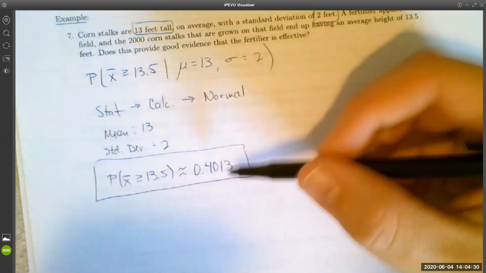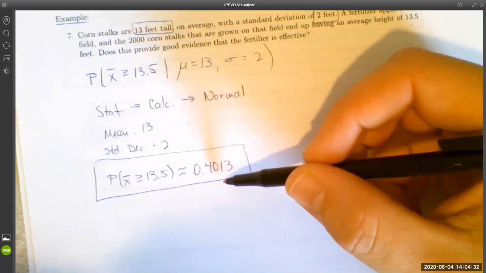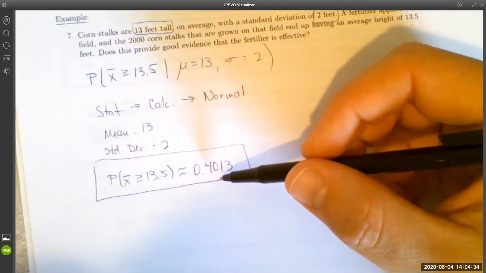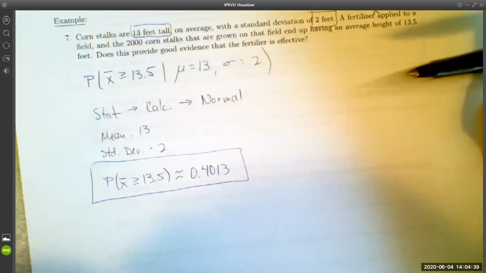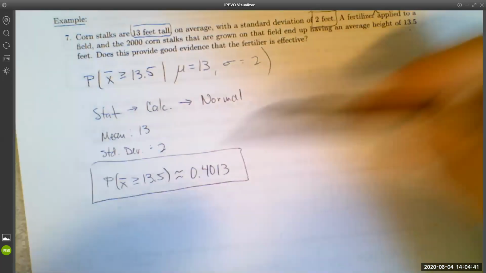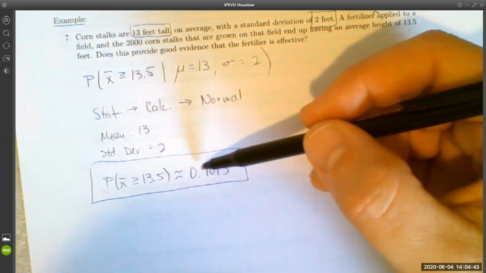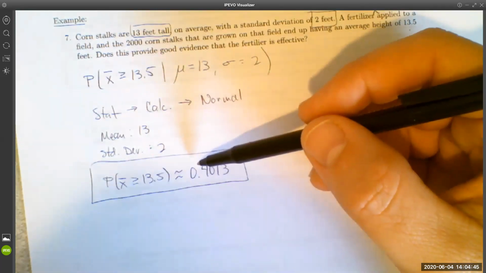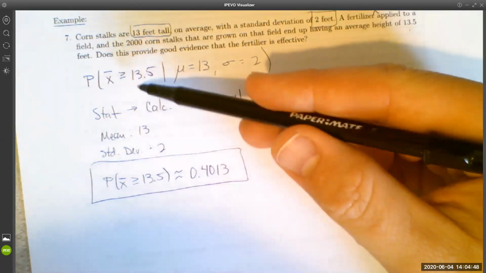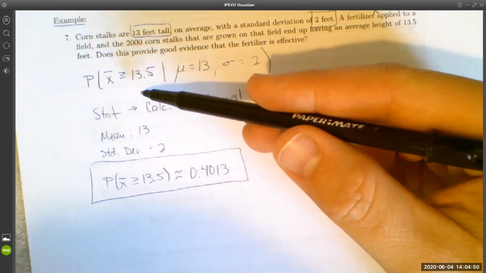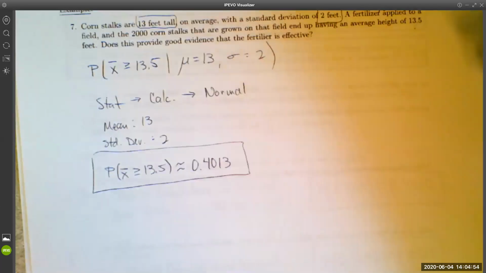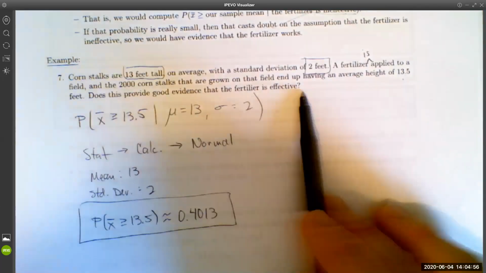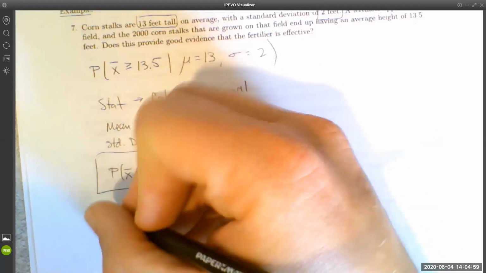Okay, so in other words, there's like a 40% chance that even if the fertilizer is ineffective, we would still get our corn stalks to be 13.5 feet. If there's a 40% chance that this would just happen by chance, then the fact that it happened doesn't really tell us much, right? It doesn't really tell us that the fertilizer is effective. So does this provide good evidence that the fertilizer is effective? No.